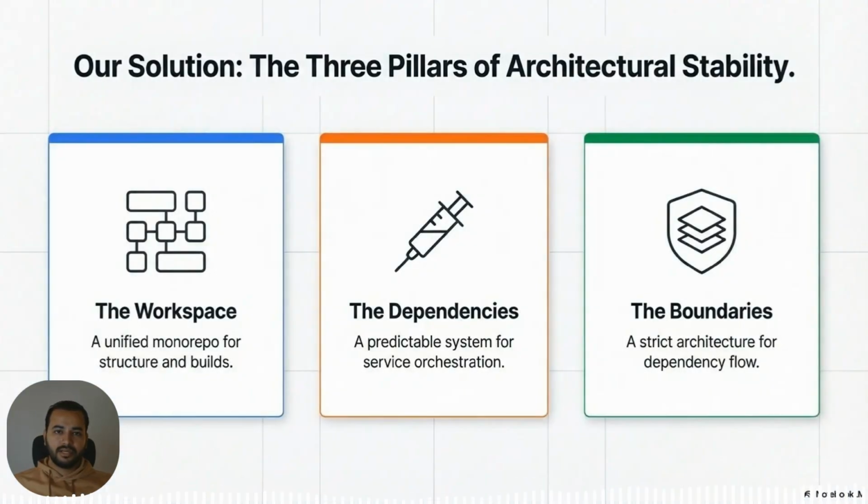Now, our solution to taming all this complexity rests on three fundamental pillars of architectural stability. Let me break them down for you. First up, we have the workspace, which gives us a unified monorepo for structure and builds. Second, there's the dependencies, a predictable system that handles service orchestration. And third, we've got the boundaries, which enforces a strict architecture for dependency flow. These three pillars don't work in isolation. They work together beautifully to create a system that's both maintainable and scalable.